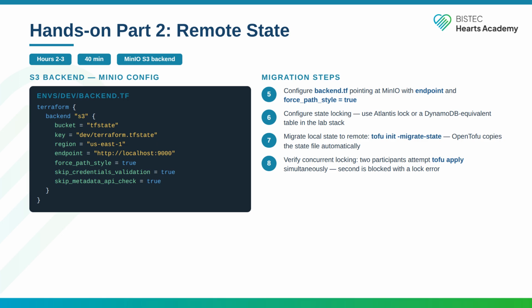Step 6. Configure DynamoDB equivalent locking via LocalStack. State locking ensures only one apply runs at a time against a given state file. Without locking, two simultaneous applies can corrupt state.